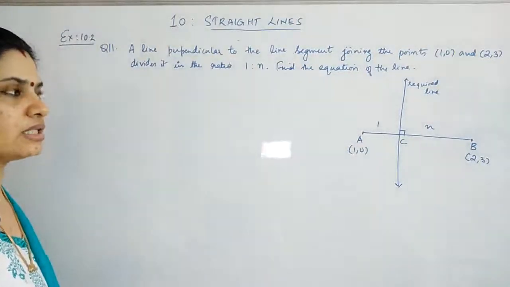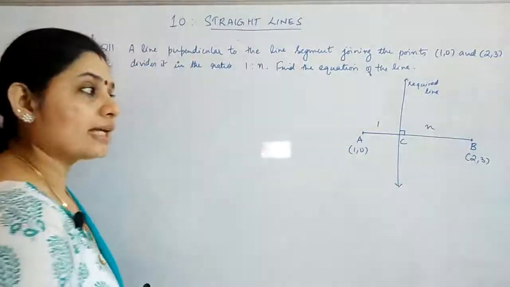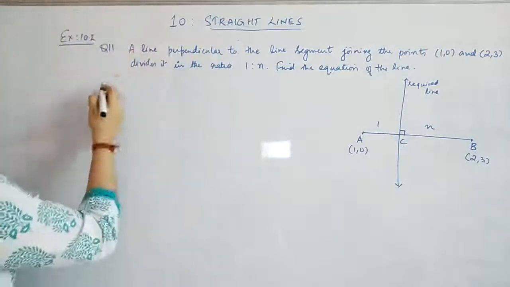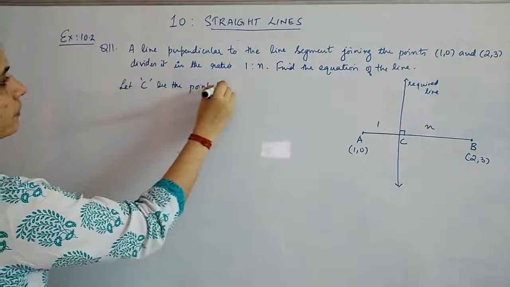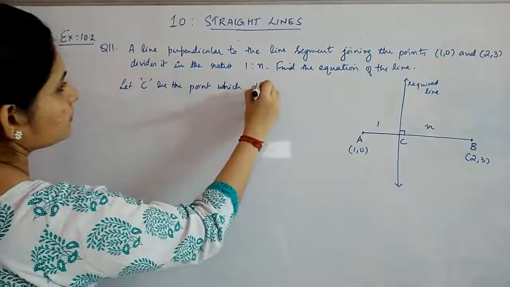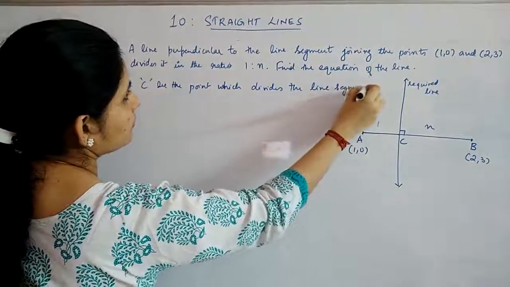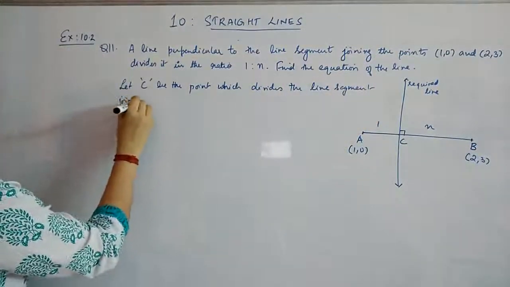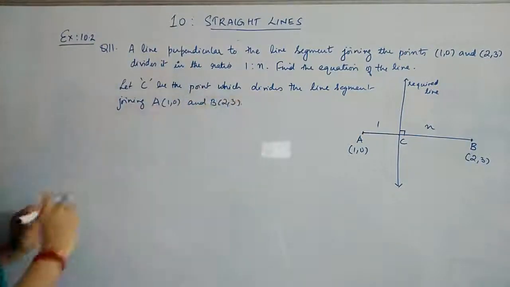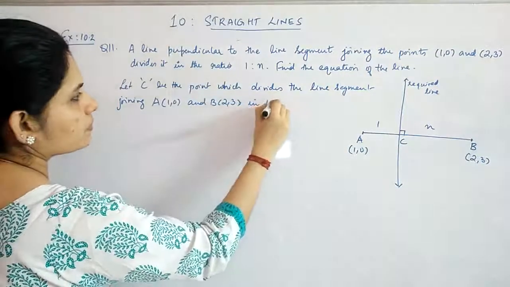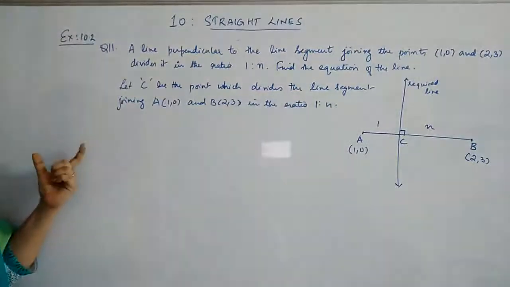So first what we are doing is, we are just finding out that point which divides this line segment in the ratio 1:n, and that can be done using your section formula. Okay, so let C be the point which divides the line segment joining A (1, 0) and B (2, 3) in the ratio 1:n. So now we are finding out what is the coordinate of C.